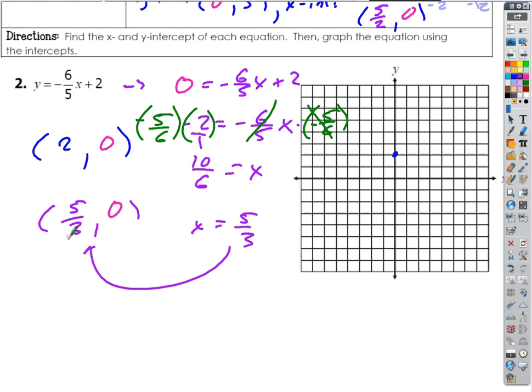Okay, and that's all I need to graph this thing, isn't it? Right, I've got a Y-intercept at 2. I got an X-intercept. What did I do wrong here? I graphed those backwards, didn't I? Good. You've got to fix it on your notes here.